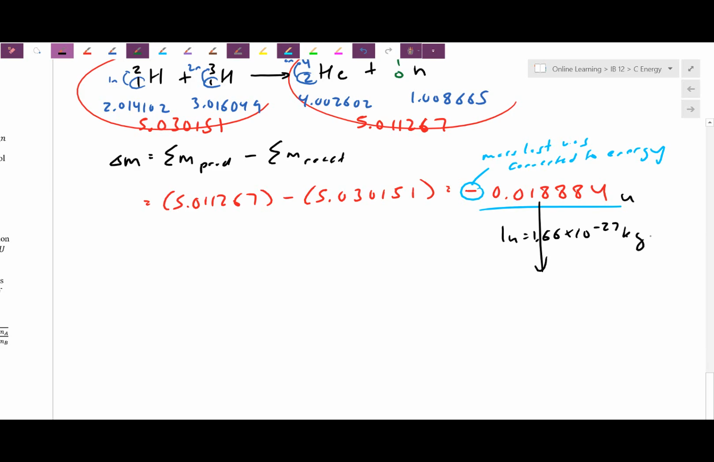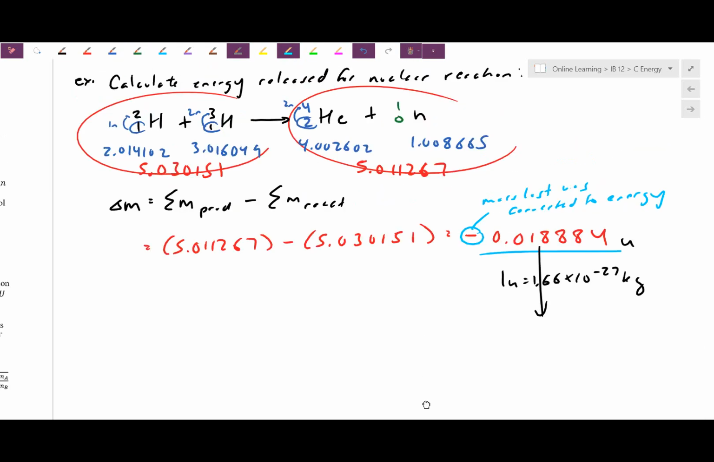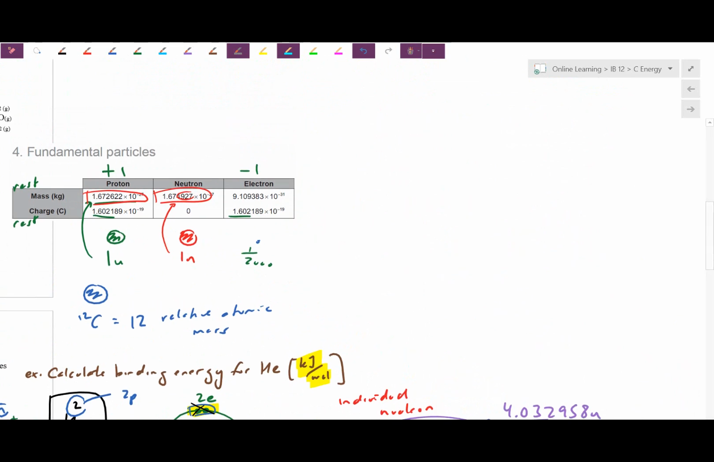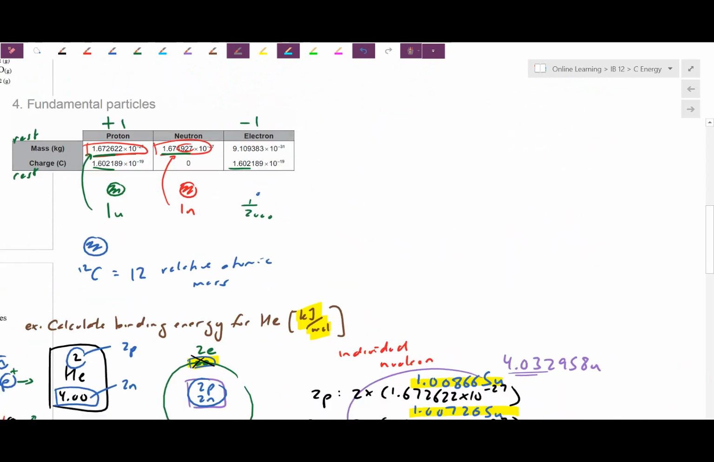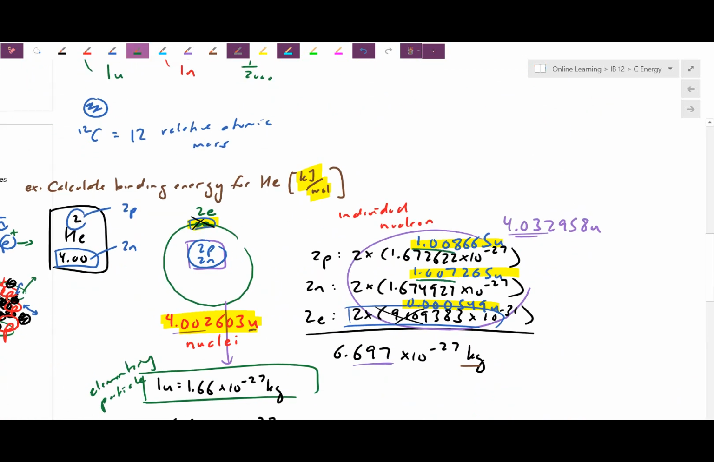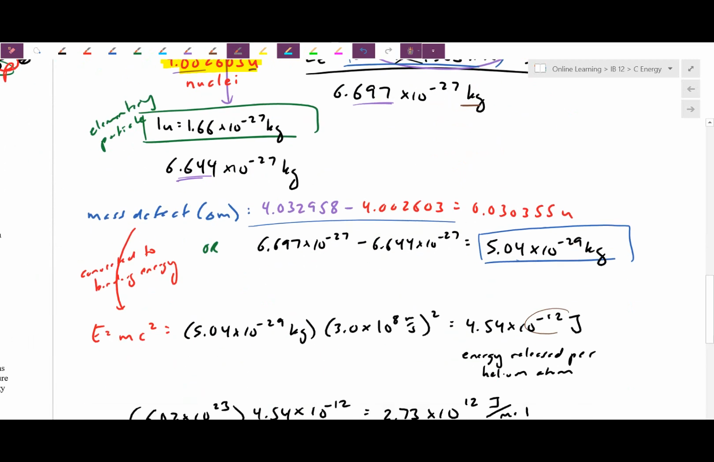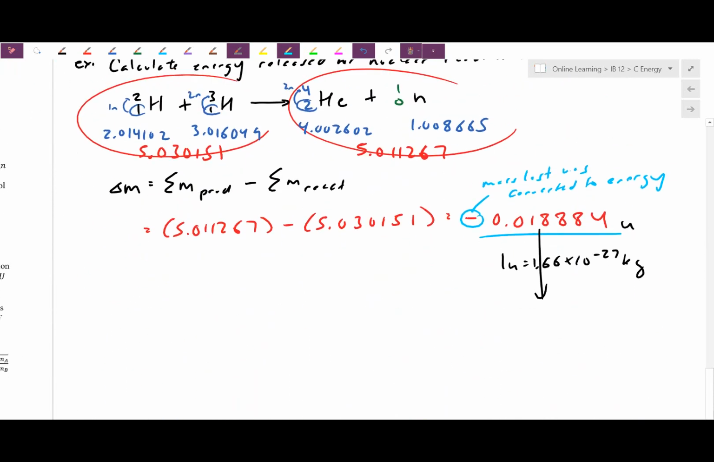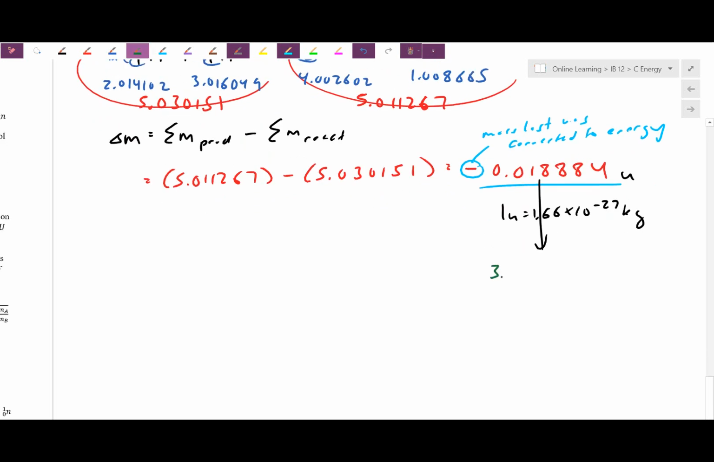You'll notice again, this is in your data booklet, that is very close to the mass of a proton and neutron, but a proton and neutron are ever so slightly higher in mass than an atomic mass unit, so just be careful of that. So we do this conversion here: I multiply this number, 1.66 e negative 27, in kilograms, and this number would be 3.13 times 10 to the negative 29. This one here is kilograms.